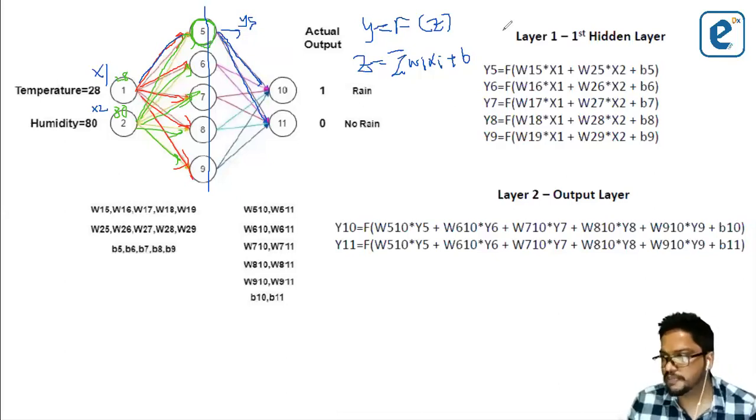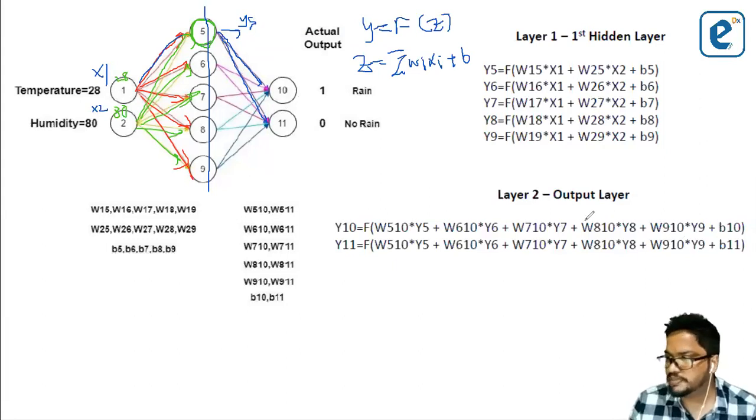Then those values will be passed to the next layer. Here we have only one hidden layer, so the next layer will be the output layer. Similarly, y5 will go from this net to this neuron, and y6 will go from this line to this neuron. Likewise, the y outputs are going from these nets.